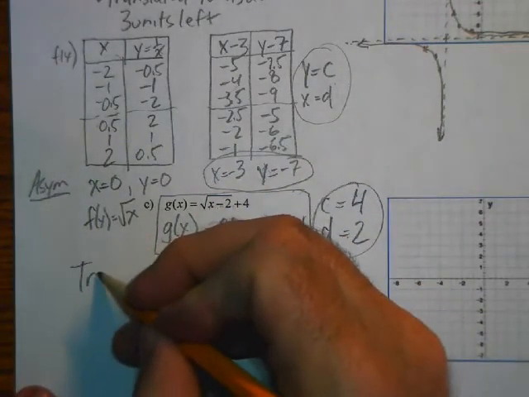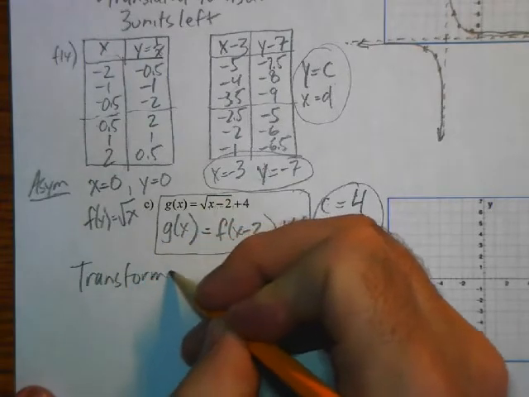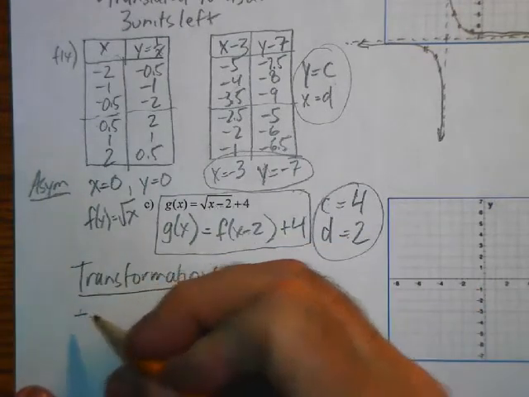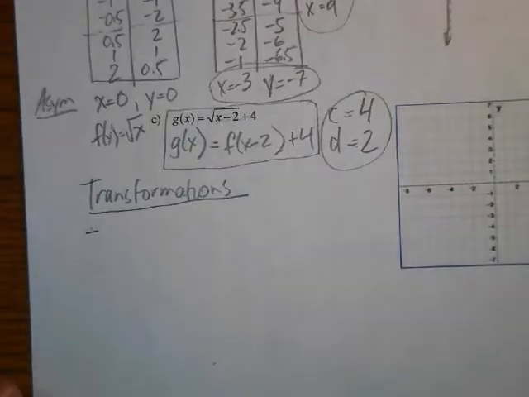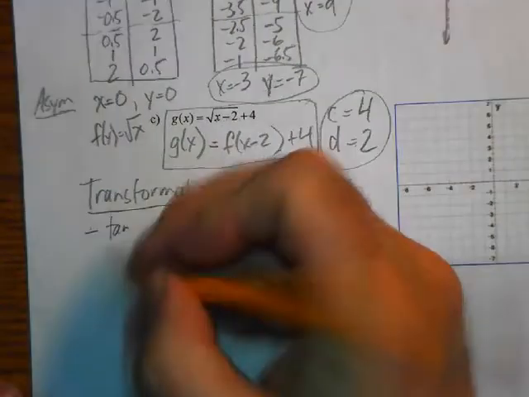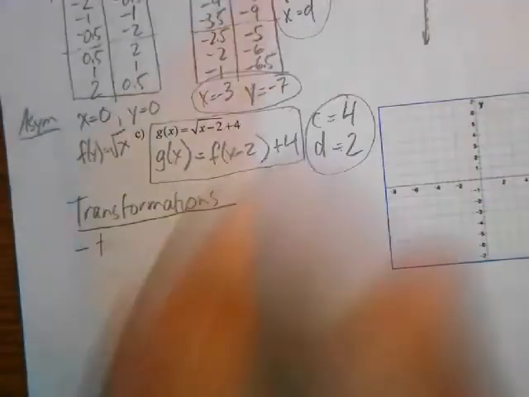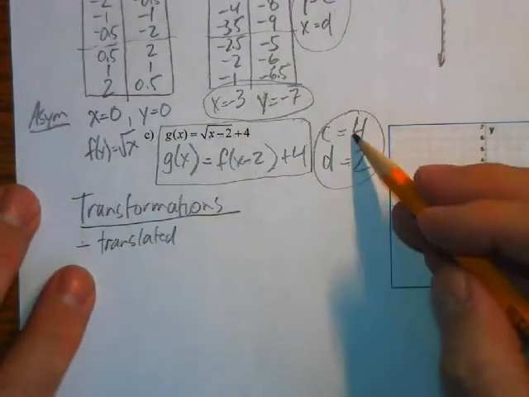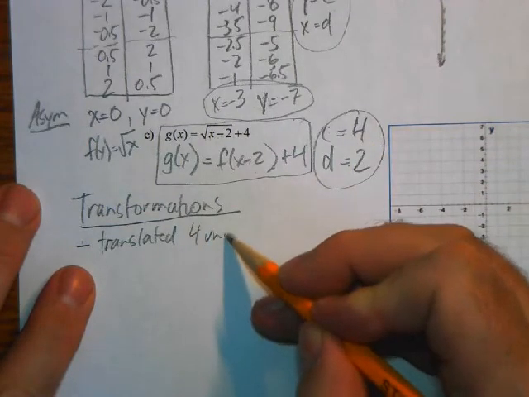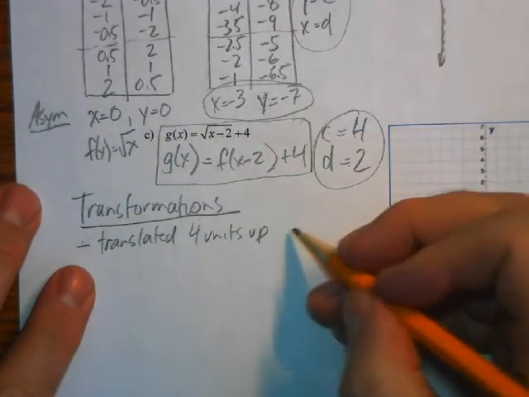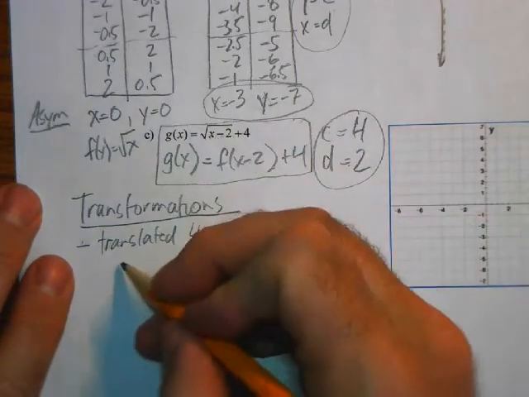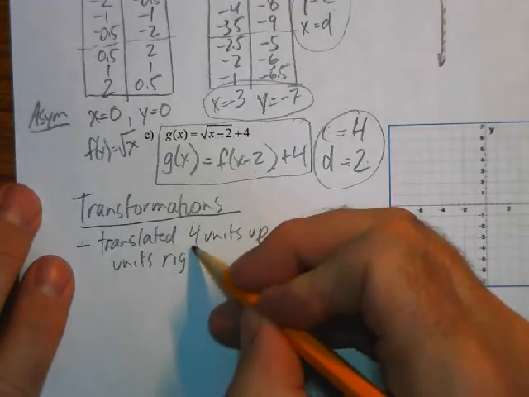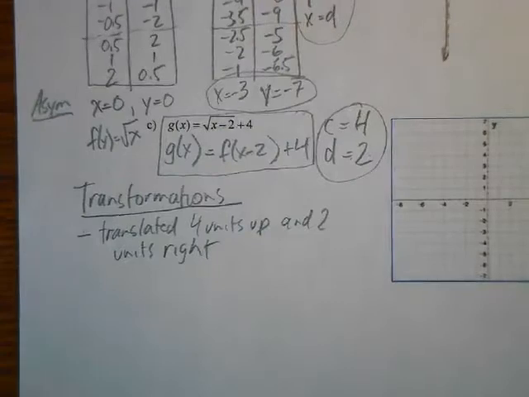Let's write a description of these transformations from f of x to g of x. And again, I'll combine them together. Translated, always start with that. Translated 4 units up, and 2 units. And this time it's positive, so that's to the right. Okay, so there's the description of the transformations.